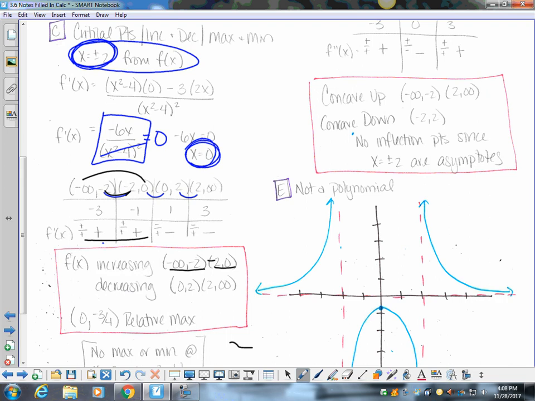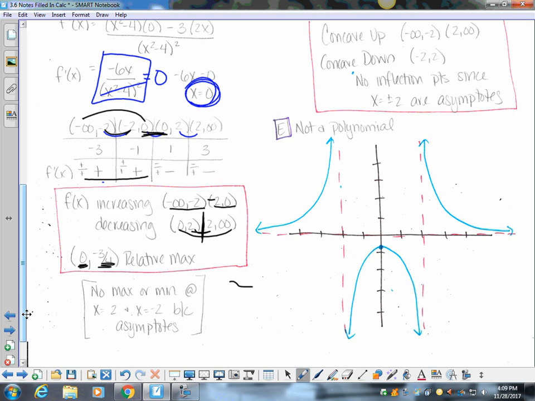And then I'm going to be decreasing from 0 to 2 and 2 to infinity. Again, I cannot write this as one big interval because I have a big old asymptote right here at 2. Let's see, and then our increasing and decreasing change right here at 0. So I do f of 0 and figure out that the y value is a negative 3/4. Now that's going to be a relative max because I'm increasing and then decreasing. No max or min at 2 or at negative 2 because those are asymptotes. And also, the increasing and decreasing does not change.